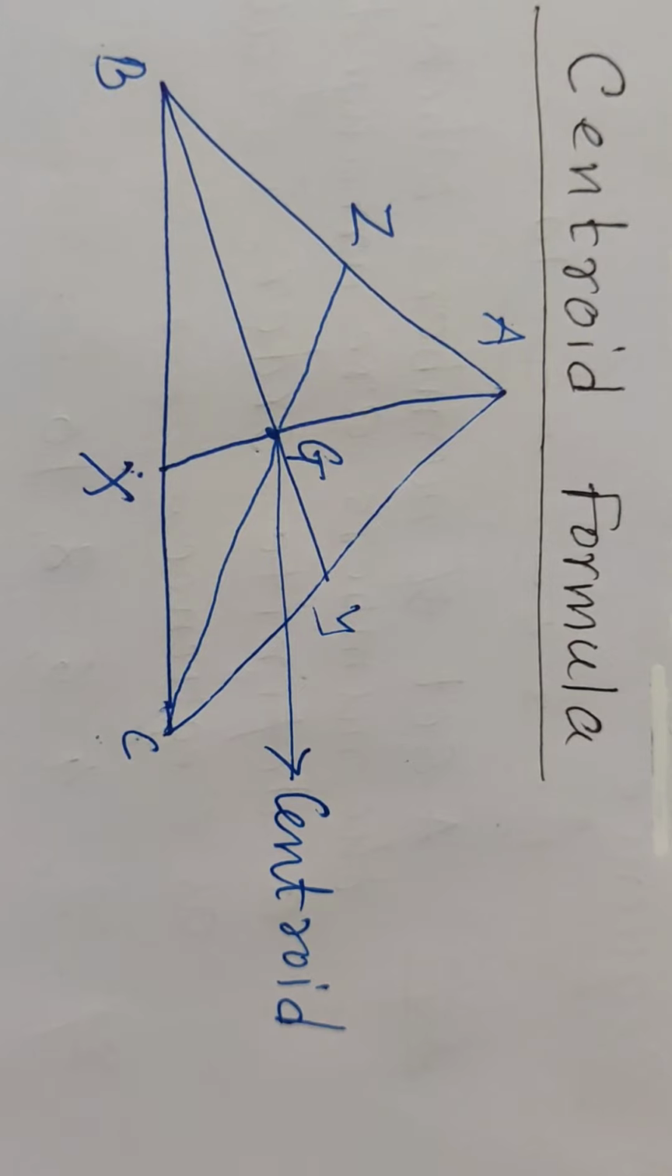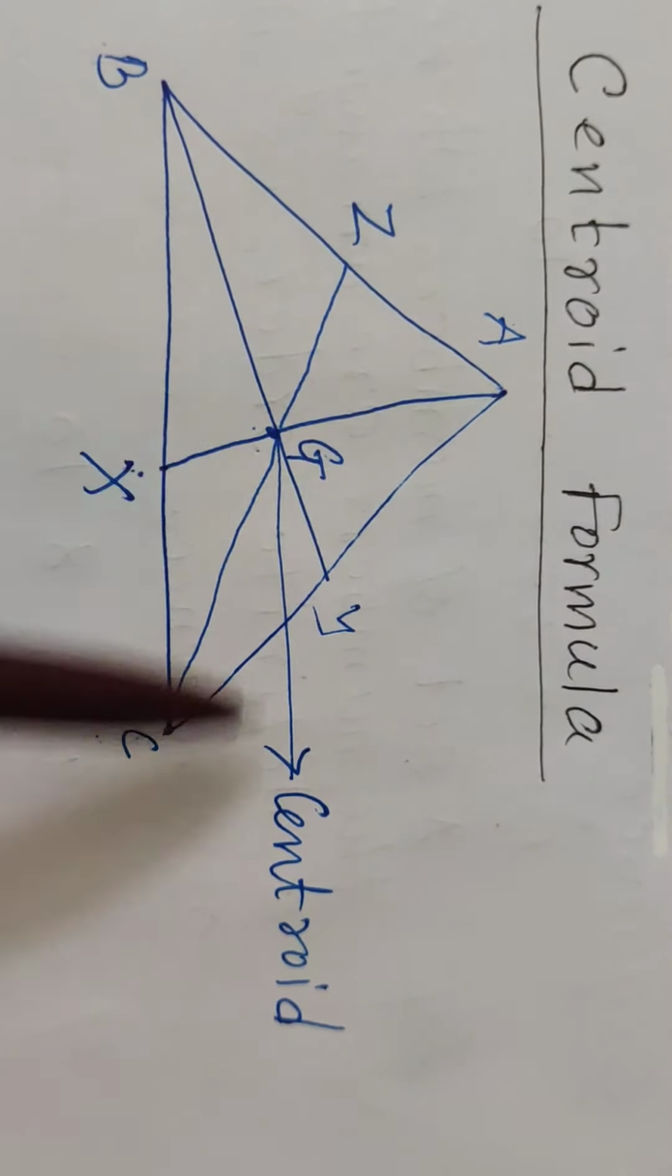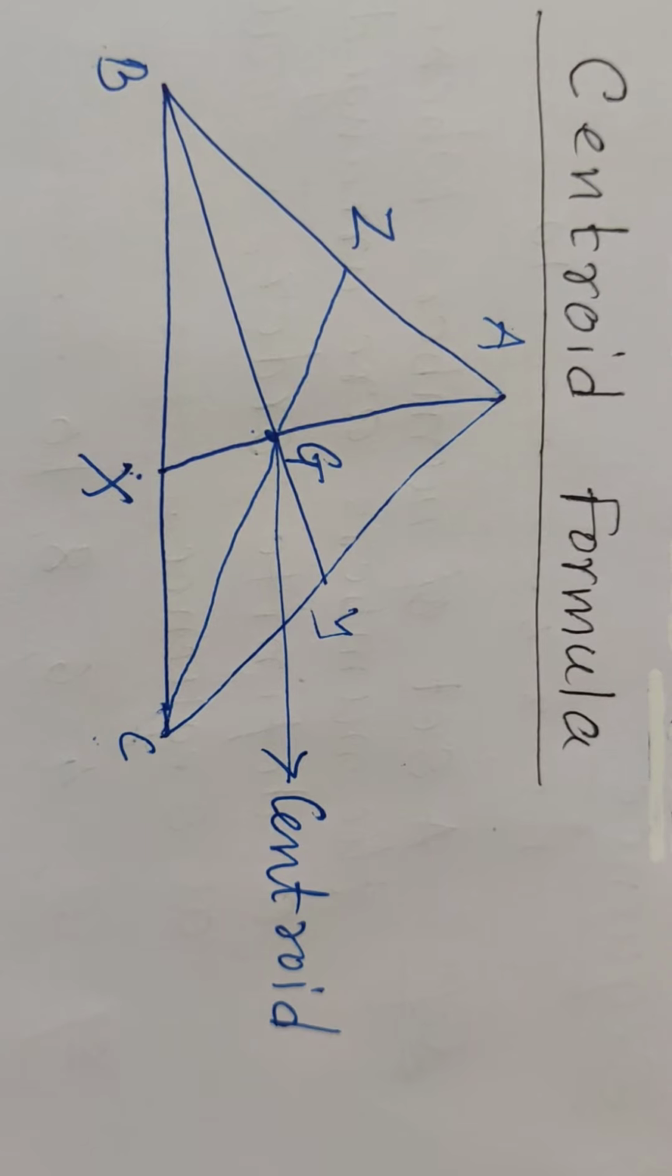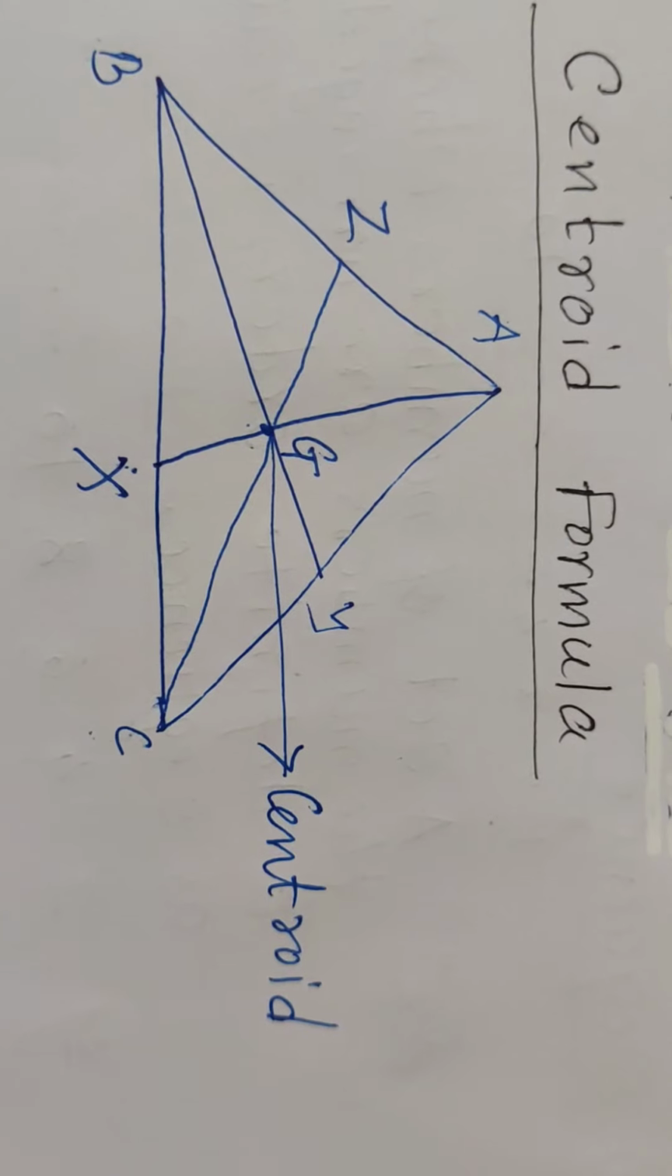This you already finished in 7th standard, I am just revising it. So this point is called the centroid. And one more rule related to the centroid you finished in 8th and 9th standard: the centroid divides the median in the ratio 2:1. This also you should remember because it is useful when we are completing this topic.